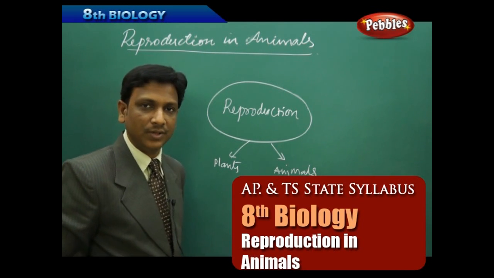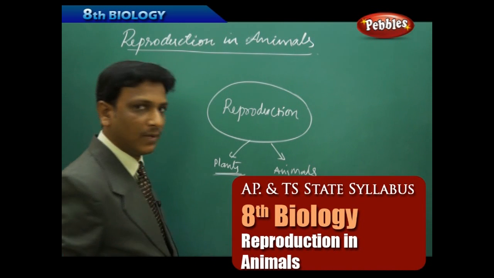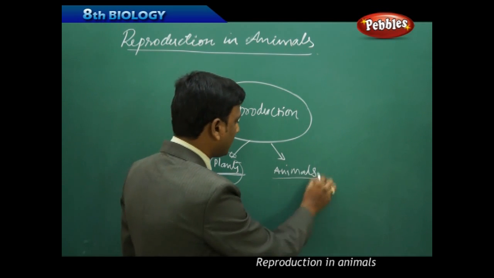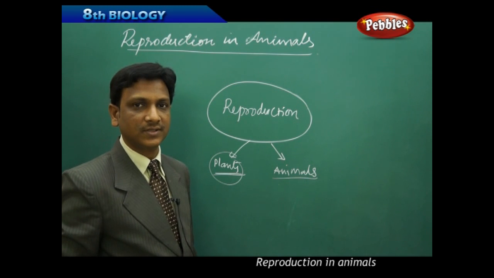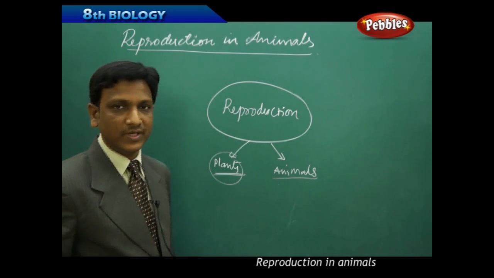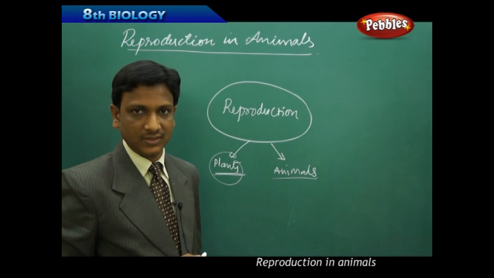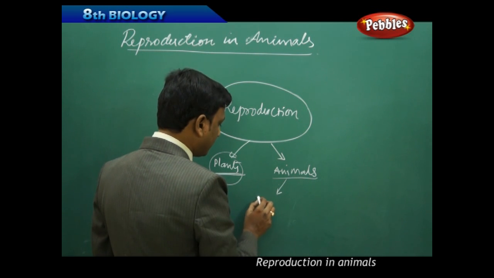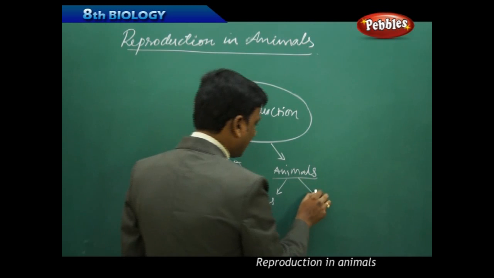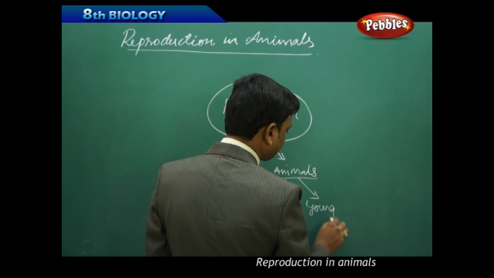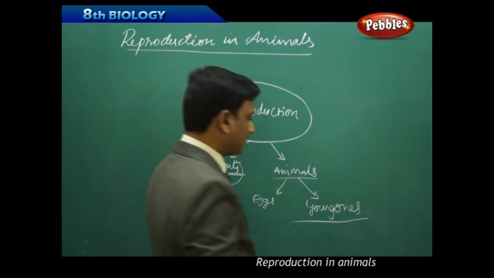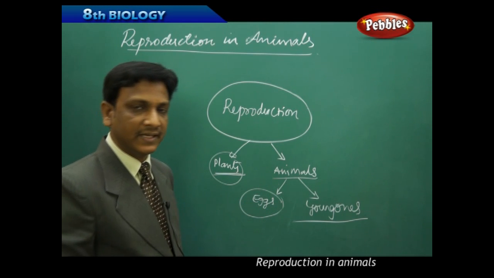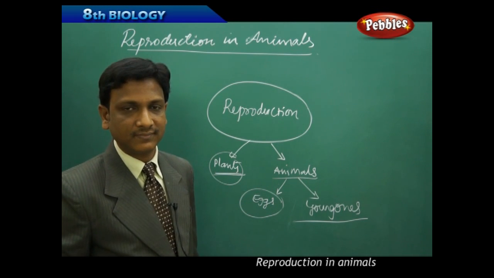In your lower class, you have studied reproduction in plants. In 7th class, you studied about reproduction in plants. Now let us look at reproduction in animals, how animals reproduce. In animals, generally we see two different kinds of reproduction. The process of reproduction takes place in two different ways: animals laying eggs and animals giving birth to young ones. Certain animals give birth to the young ones, and some animals lay eggs. The eggs will be hatched into young ones. So two different ways.